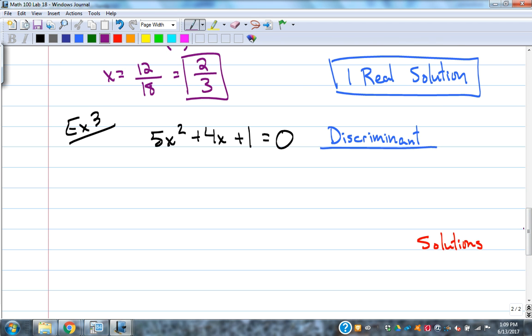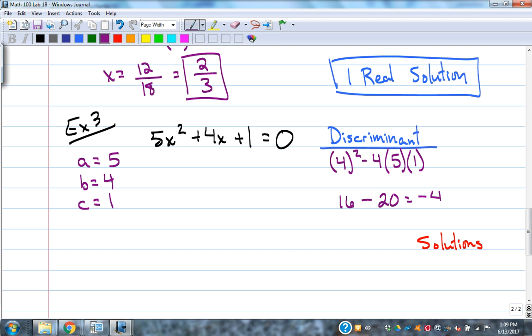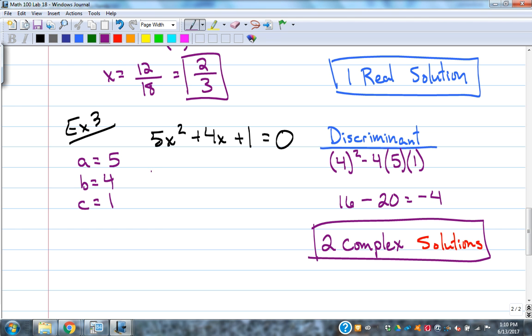Example 3. We have 5x squared plus 4x plus 1 is equal to 0. It's in the correct form. We know a is 5, b is 4, and c is 1. We want to find the discriminant. So we have 4 squared minus 4 times a times c. So it'd be 16 minus 20, which is negative 4. Because it's a negative number, that gives us 2 complex solutions in this case. And so let's find those.